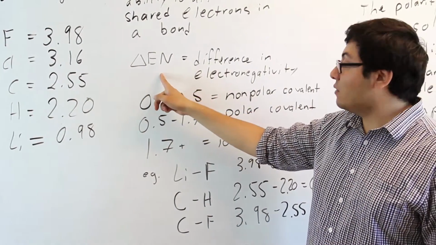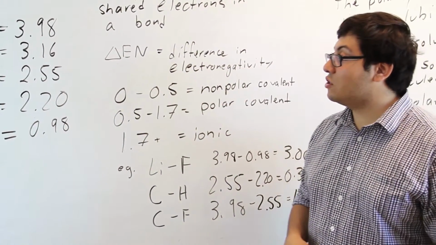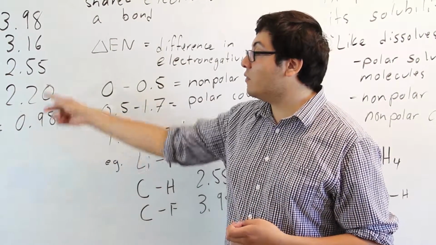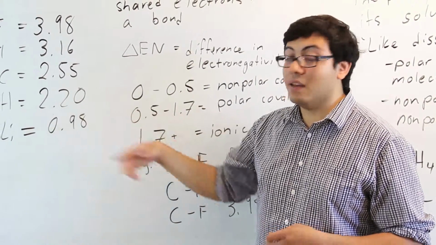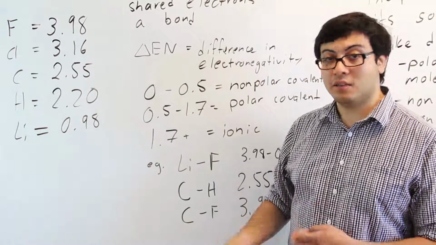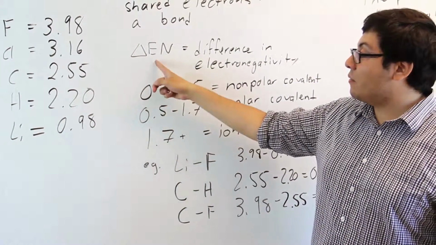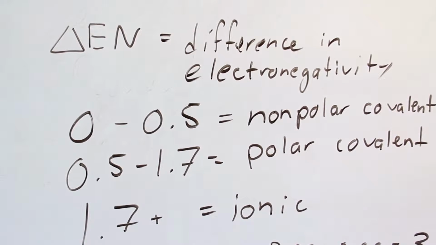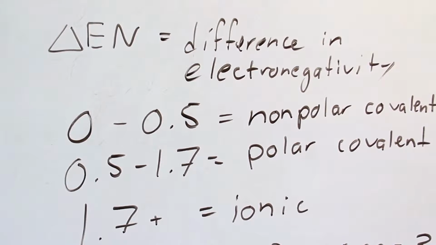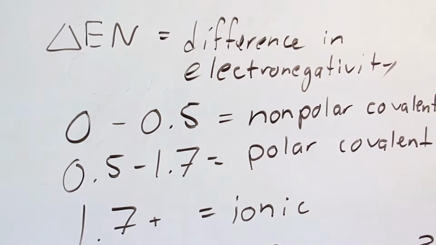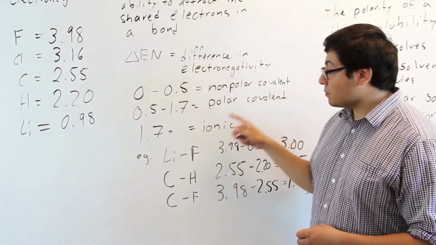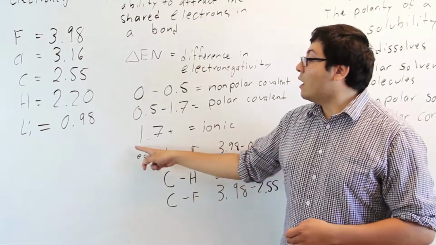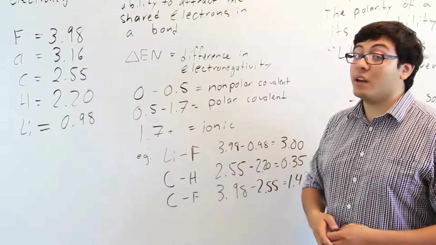The difference in electronegativity is what's important. If you have a bond between, say, carbon and hydrogen, you need to find the electronegativity of carbon, subtract the electronegativity of hydrogen, and then you get the delta electronegativity, or the difference in electronegativity. Depending on our value for delta electronegativity, we can tell if a compound is nonpolar covalent, polar covalent, or ionic. A difference between 0 and 0.5 gives us a nonpolar covalent compound. A difference between 0.5 and 1.7 gives us a polar compound. A difference of 1.7 or greater gives us an ionic compound.